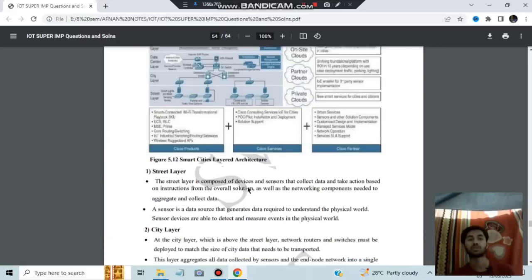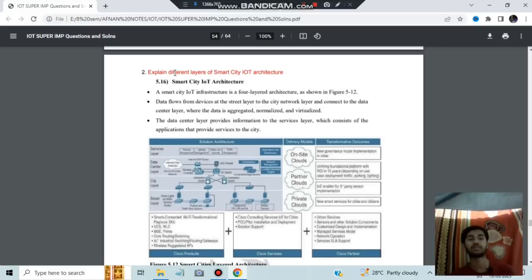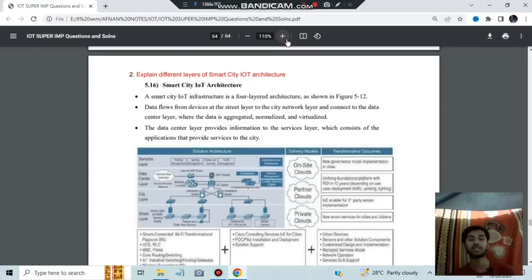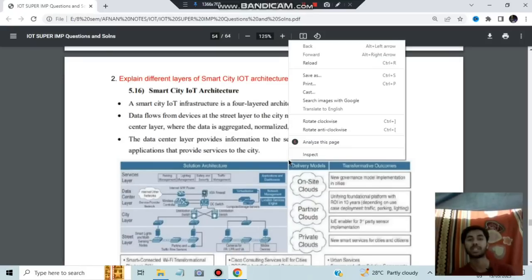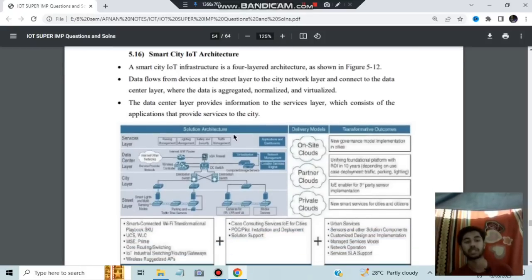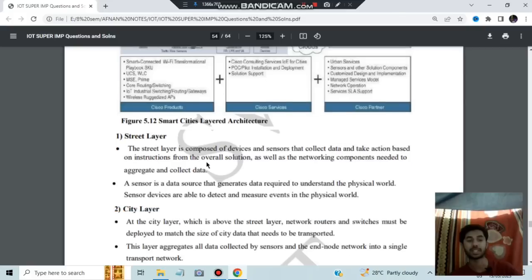Okay, so moving on, we have with an explanation the different layers of smart IoT architecture. This is the smart layer IoT architecture. Let's zoom in a bit. Basically, you have to remember the four layers present here: street layer, city layer, data center layer, and services layer. The data from the street layer is sent to the city layer. Data from the city layer is sent to the data center layer, and from here it is sent to the service layer. Whatever is happening in each of these layers in depth is given here.